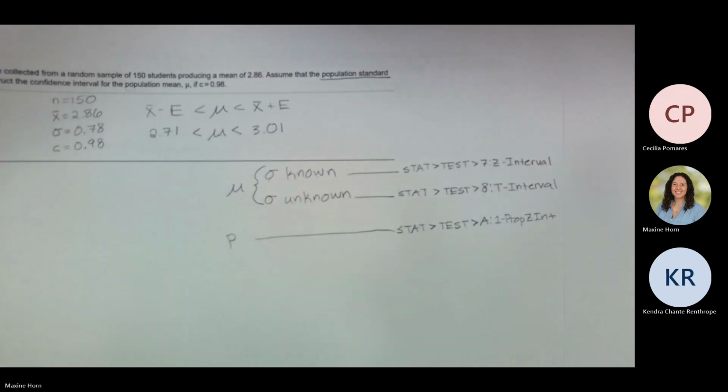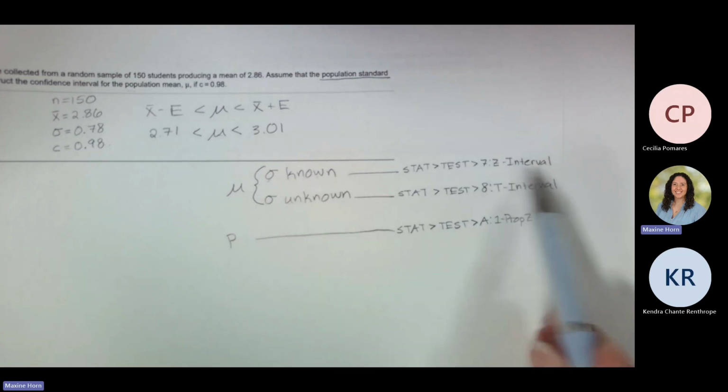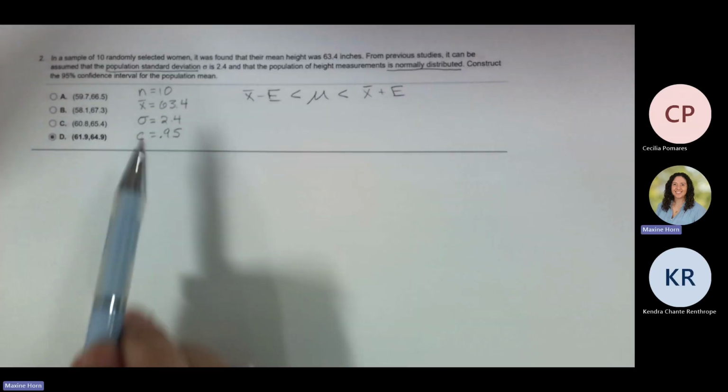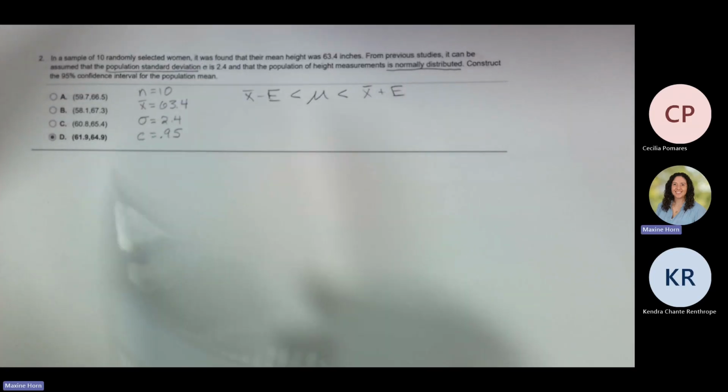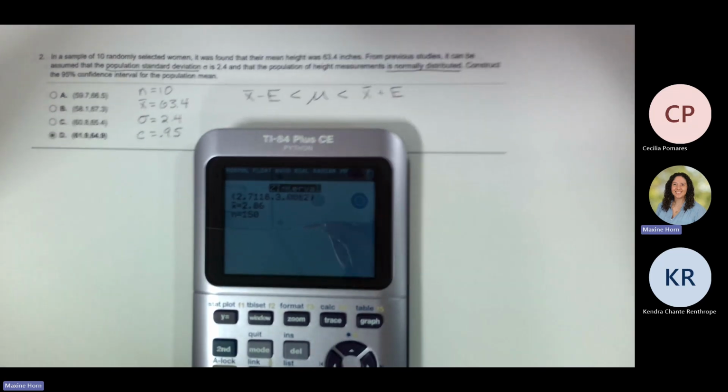So we go back to, if we know our population standard deviation, this is a Z interval. We were given our population standard deviation, so this is a Z interval. So that's what we're going to provide.